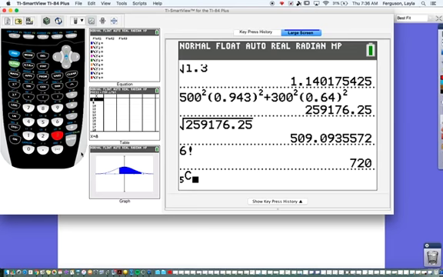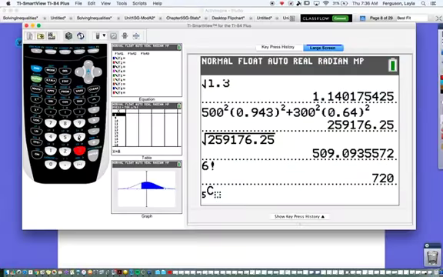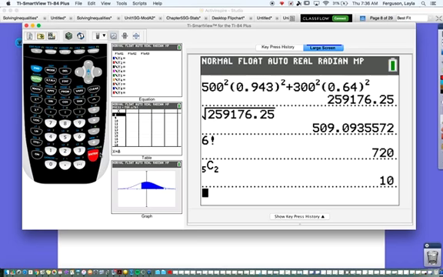So I'm going to go with 5, and then I'm going to type in the number that I'm choosing, and we said that we were going to choose 2. And so once I get that typed in, I just hit enter, and it gives me 10. What that means is there are 10 different ways that I can pick 2 people from 5.